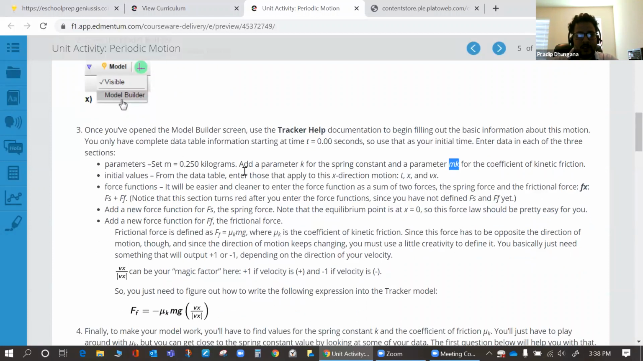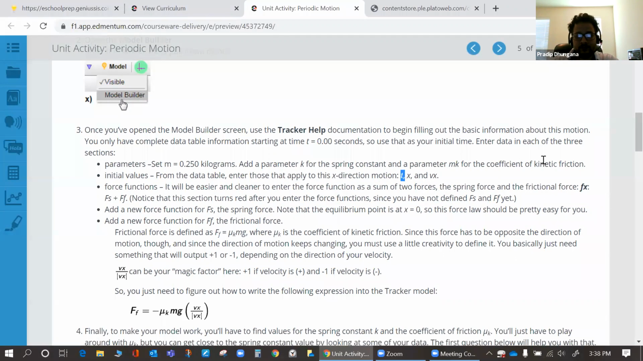For initial values, you will enter the data and apply it in the x direction. Those data are t, x, and vx: time, position, and horizontal velocity.